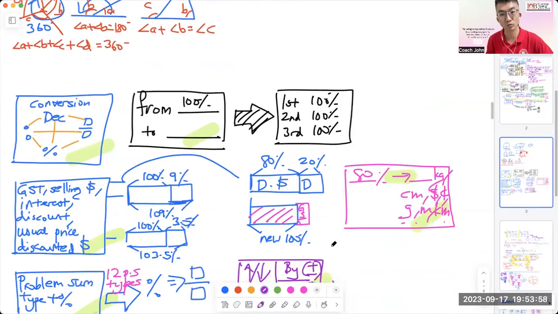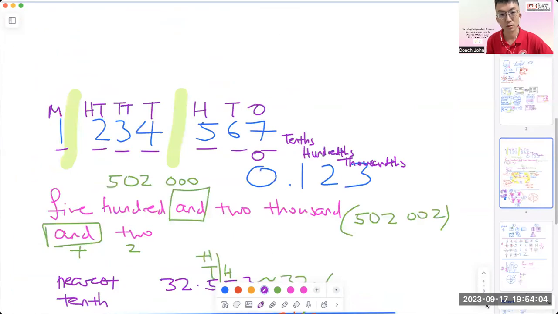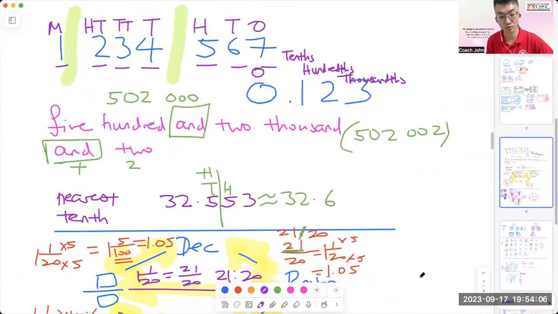So moving on, you have percentage questions as well, which is also another very popular PSLE question. And of course, how can we forget the numbers? It can appear right from question 1 in booklet 1A.